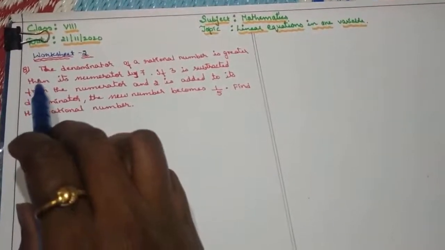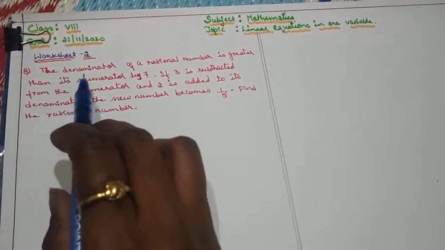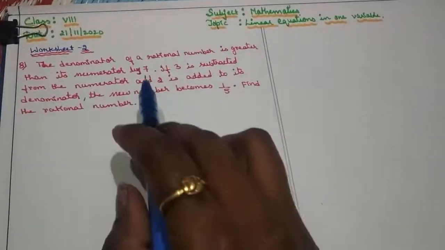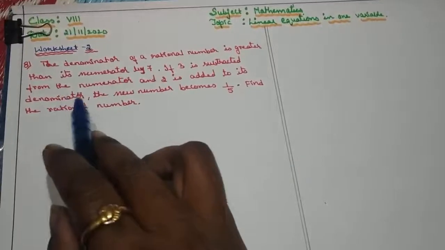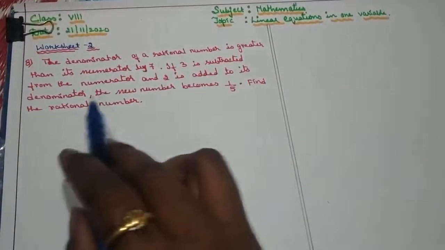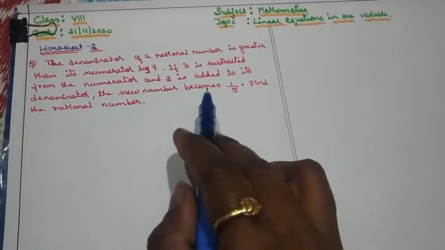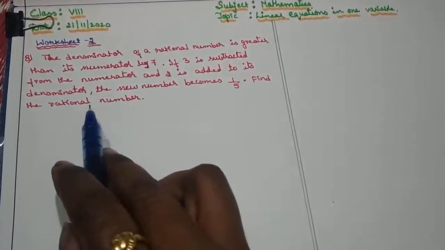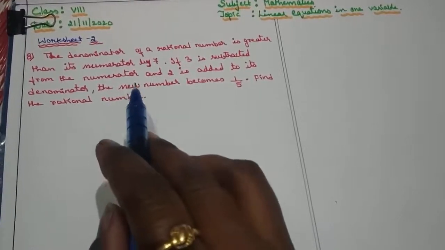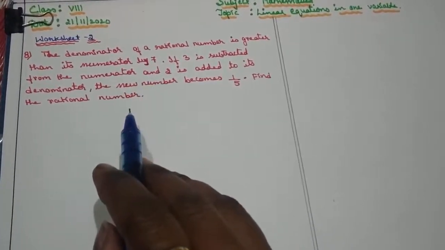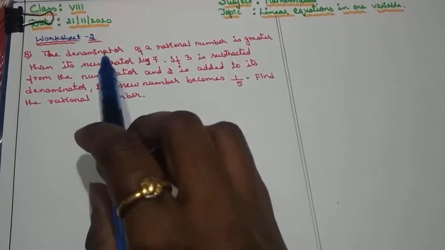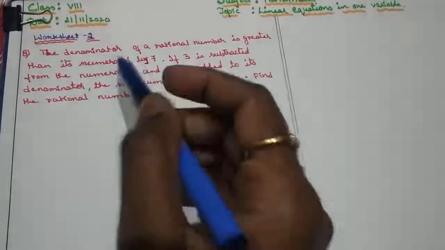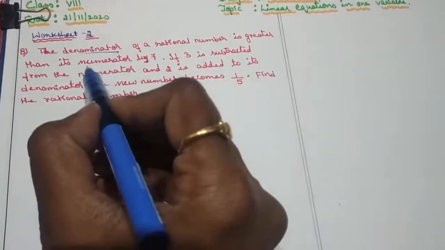So question number 8, it states that the denominator of a rational number is greater than its numerator by 7. If 3 is subtracted from the numerator and 2 is added to its denominator, the new number becomes 1 by 5. So find the rational number. Here he is asking to find the rational number, means it consists of numerator and also the denominator. So here comparison is given.